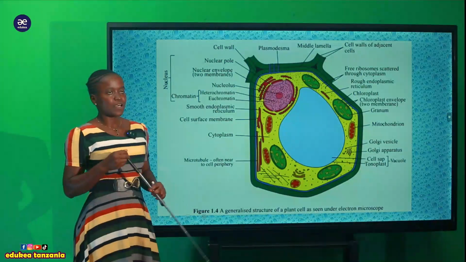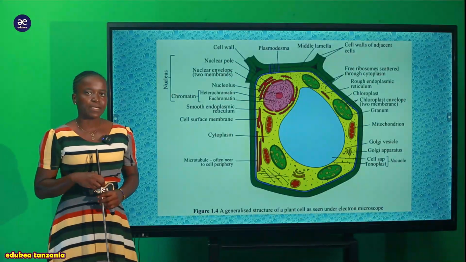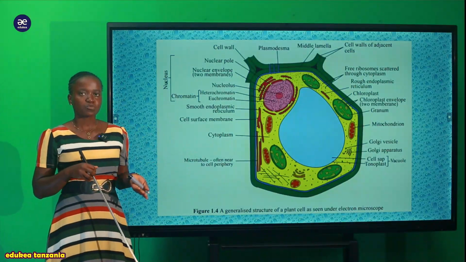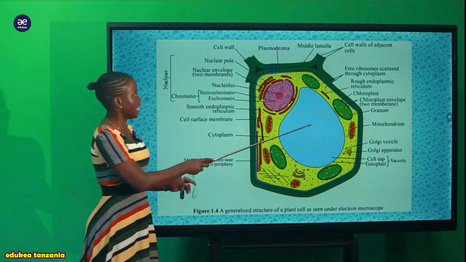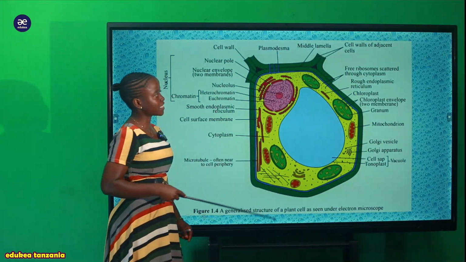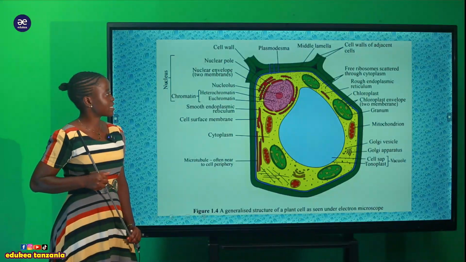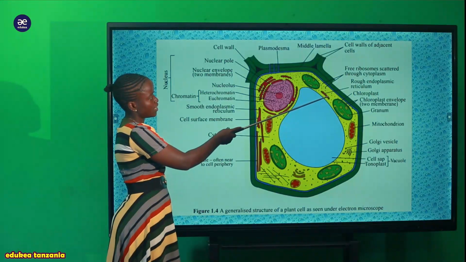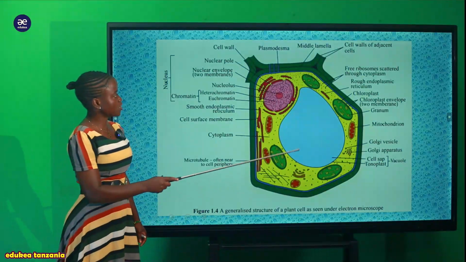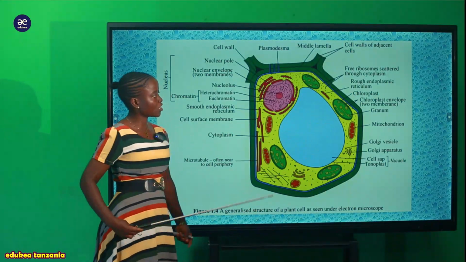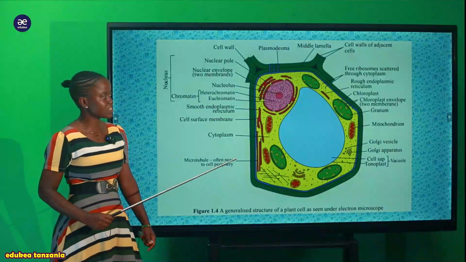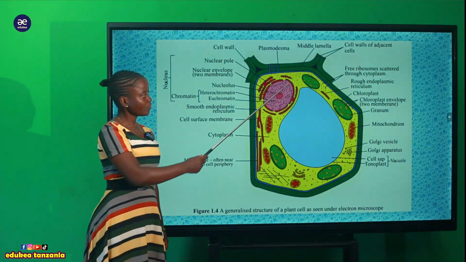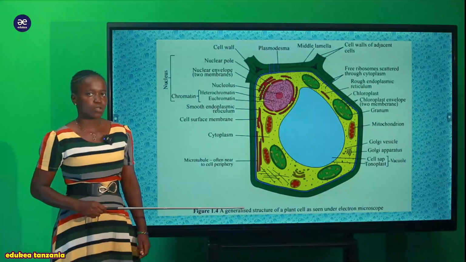Also, we have endoplasmic reticulum, and I've told you that we have rough and smooth endoplasmic reticulum. You can see now this rough endoplasmic reticulum is associated with these ribosomes. And the next part here, now you can see we have the chloroplast. Its role is for photosynthesis. We have also the chloroplast envelope, or the membrane of the chloroplast.